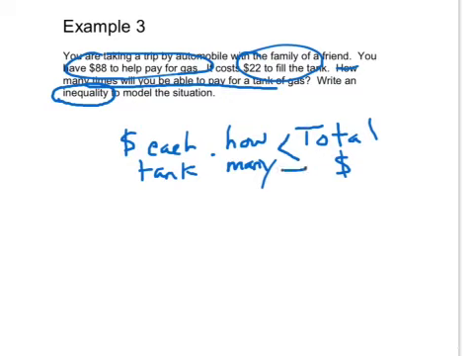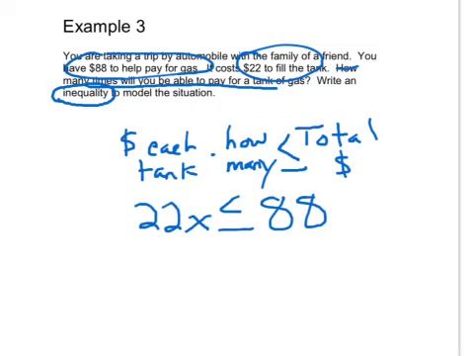Now let's just fill in what we know. Dollars for each tank of gas. That is $22 for each tank. Times how many? Well, it's asked me how many times I want to be able to pay for a tank of gas. I don't know, so I'm going to put a variable there. And that's less than or equal to the total money I have to spend, which is $88. Am I done? Absolutely, I'm done. I don't know if you're done.